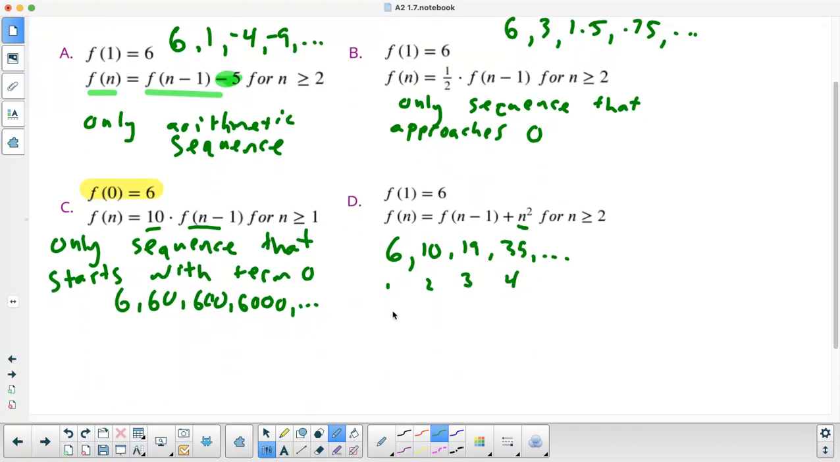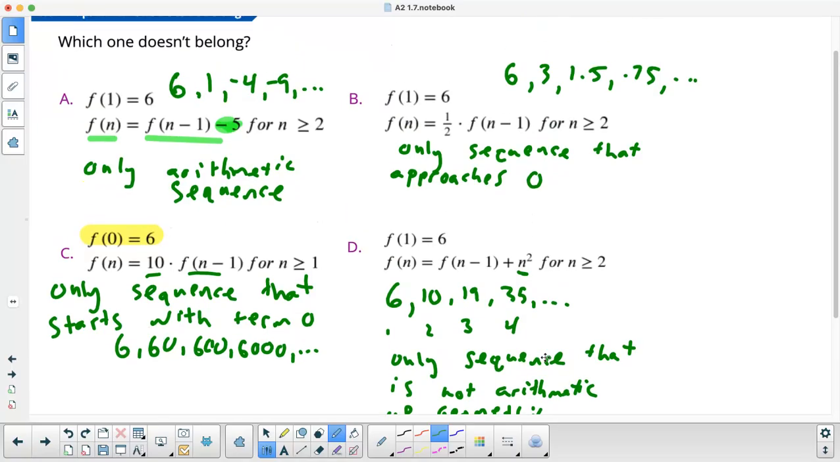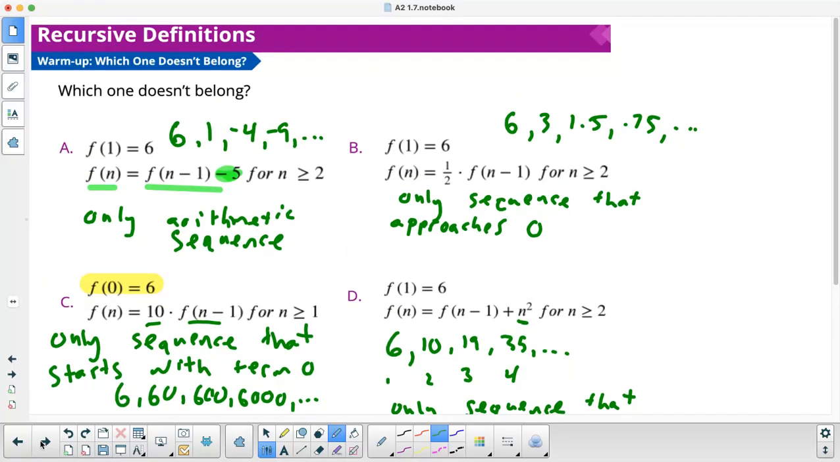But this is the only sequence that is not arithmetic or geometric. Okay, you might have come up with some other answers for all of these, but that's one for each one of those. Okay. All right.